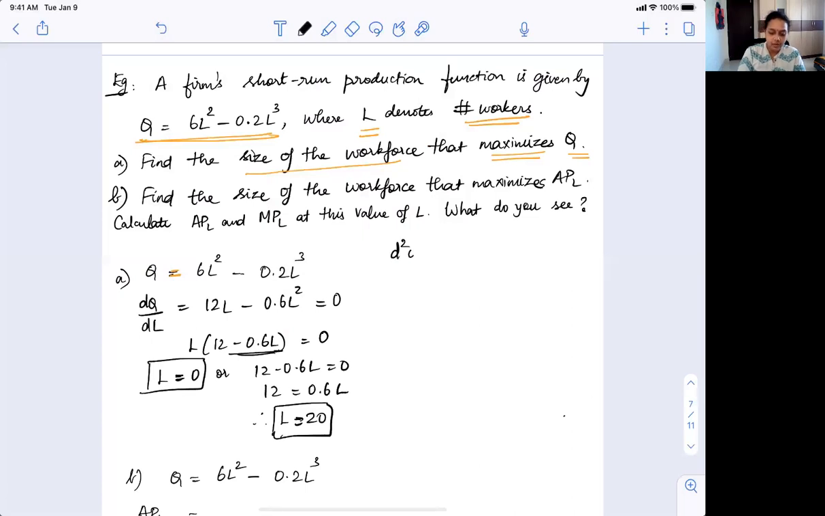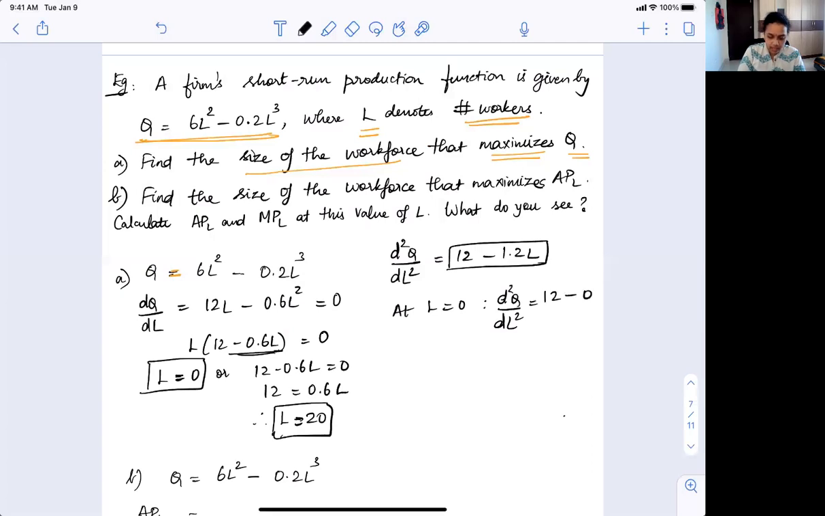So let's get the second derivative. The second derivative is just d squared Q by dL squared. And what was that going to be? It's going to be 12 minus 1.2L. Now let me evaluate the second derivative at L equal to 0. When L is 0, d squared Q by dL squared is 12 minus 0, and that's going to be 12, and it's greater than 0.